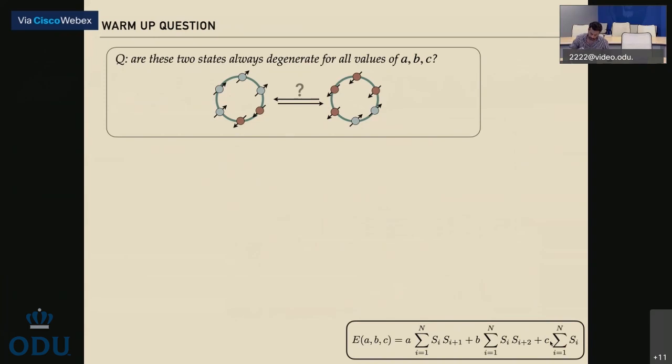Maybe the thing you want to ask yourself first is, how are these two states related? It looks like I can generate this one from this state by just turning all the blue dots to red and all the red dots to blue, right? Which amounts to grabbing all the spins and flipping them. So all the downs go to up and all the up spins go to down, right?